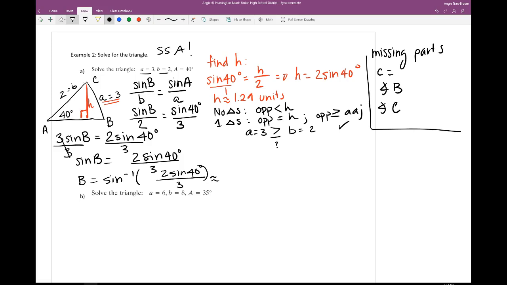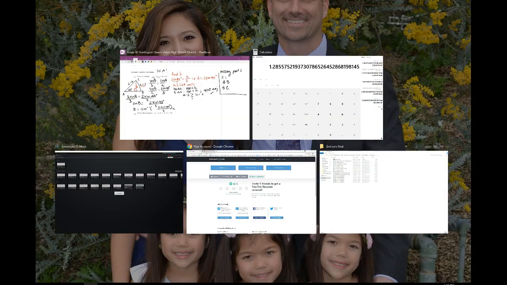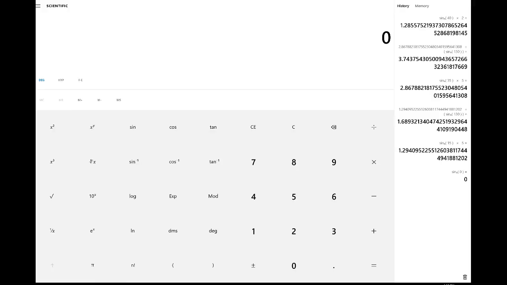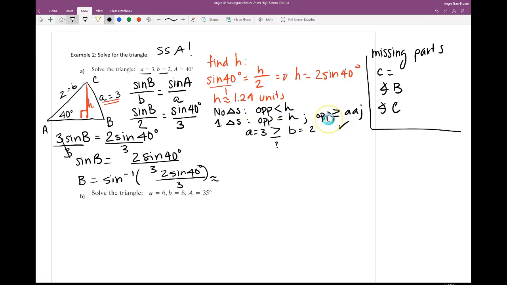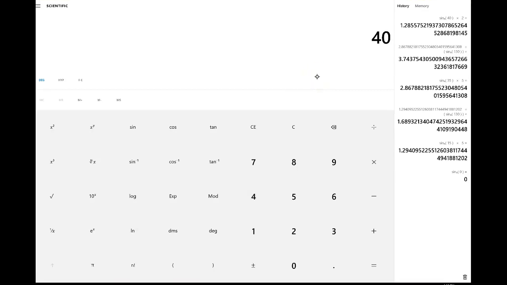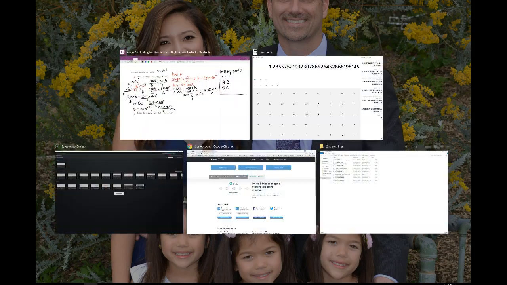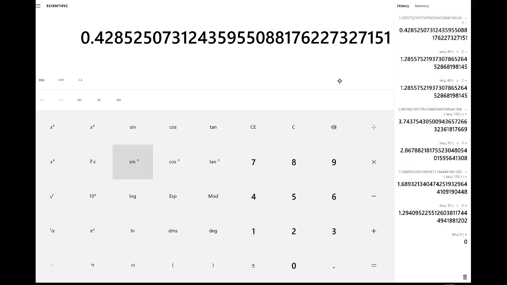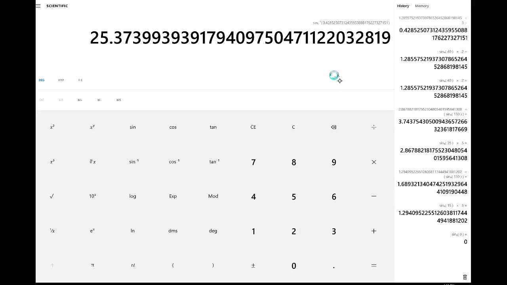And let me use my calculator. Hopefully I'm okay with using my calculator. So sine inverse of, lots and lots of parentheses, okay? I'm going to do one piece at a time. I'm going to do sine of 40 first, times 2. So that's the inner component. Then divide that by 3. Awesome. Now I'm going to take sine inverse of that.